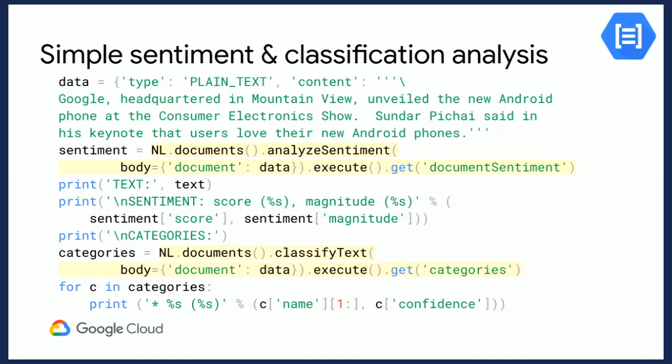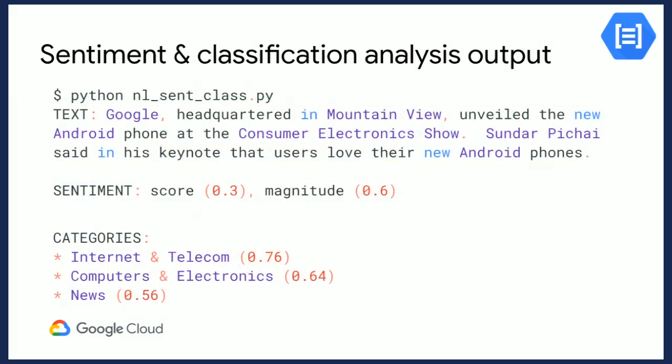Again, this is also less than 12 lines of code, and when you run it, it gives you the results that you expect. This is positive, which means the score is positive. It's not very positive because there's not that many words in this phrase that indicate that it's positive. In fact, there's only one. However, that one word is pretty strong, so that's why the score is a little bit low, but the magnitude is pretty high. And then for content classification, there's a 76% chance it's internet and telecom related, 64% chance it's computers and electronics related, and 56% chance it's news. All right, so that's really basic how to use a Natural Language API.